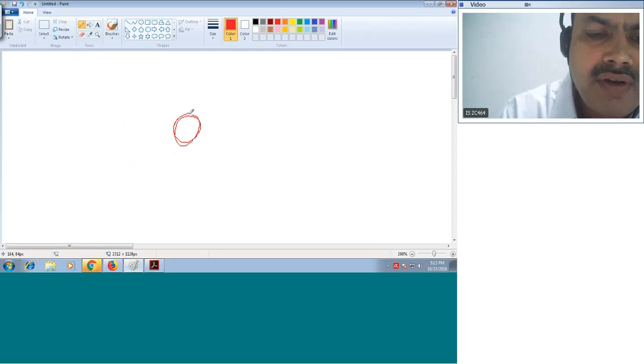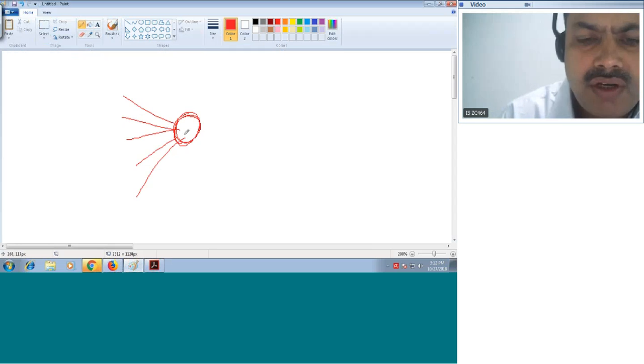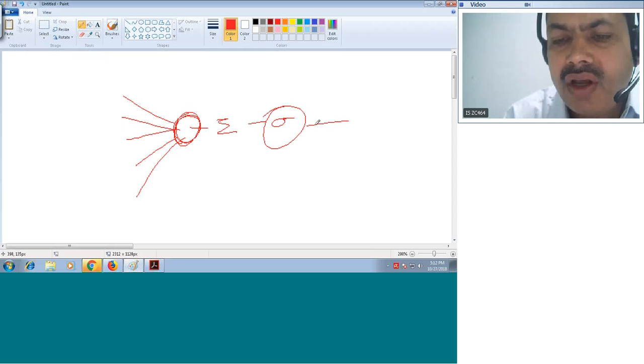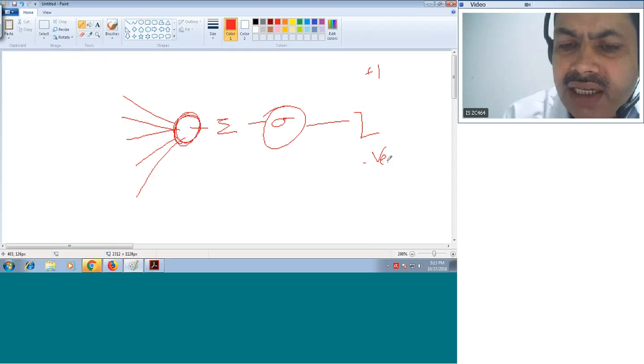When you have a neuron and a lot of inputs are given, you find the summation, then apply a sigmoid function over that to get the output, and here you apply a thresholding. If it is positive, then you say it is class 1, otherwise it is class -1. But my point is that here you don't apply this thresholding.